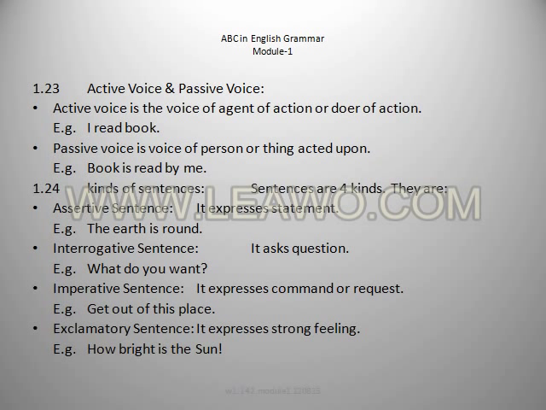Interrogative sentence. It asks a question. Example is, what do you want? Imperative sentence. It expresses a command or request. Example is, get out of this place. Exclamatory sentence. It expresses strong feeling. Example is, how bright is the sun?